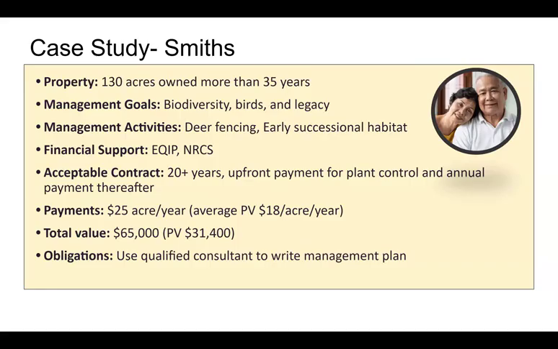They received some upfront payments for plant control, and their annual payments averaged about $18 per acre. Over time, that totaled around $65,000, but in today's dollars, it's closer to $31,000. They did have to pay a consultant for a management plan, so there were some costs. Now looking across all three landowners, you can see how their values, goals, and risk tolerance shaped their decisions. The total value they received depended on the size of their land, the contract length, and payment rates. And all of that plays into whether a carbon program is the right fit.